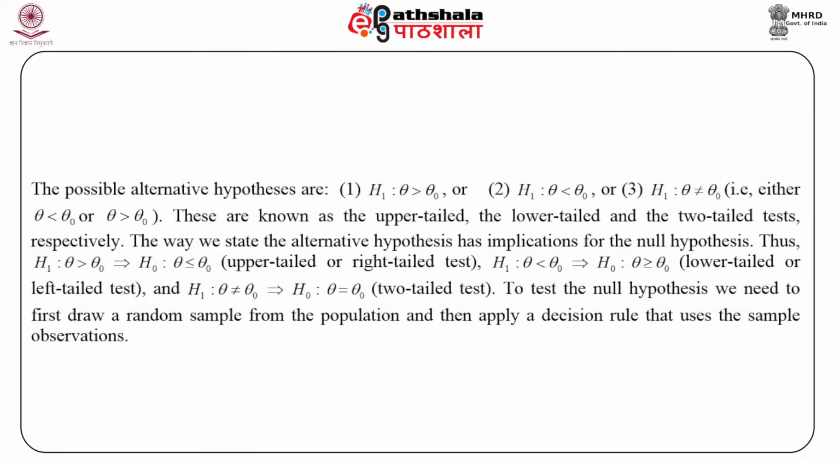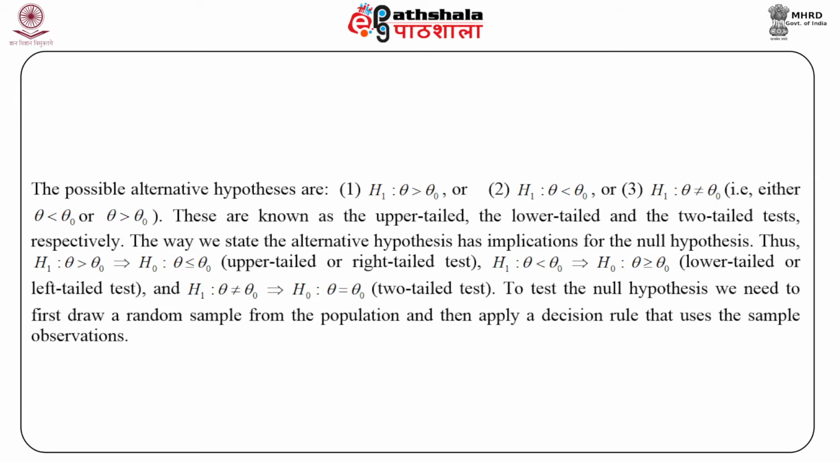The possible alternative hypotheses are: first, the alternative hypothesis H1 could be theta greater than theta 0; second, H1 could be theta less than theta 0; or the third way is H1 is theta not equal to theta 0, which means either theta is less than theta 0 or theta is greater than theta 0. These are known as the upper-tailed, the lower-tailed and the two-tailed tests respectively.